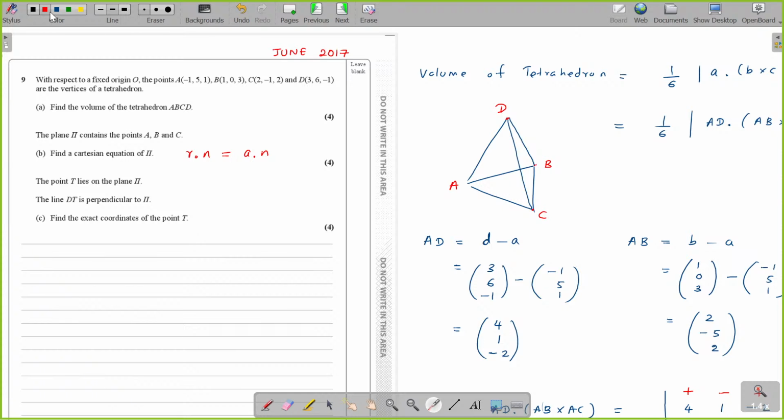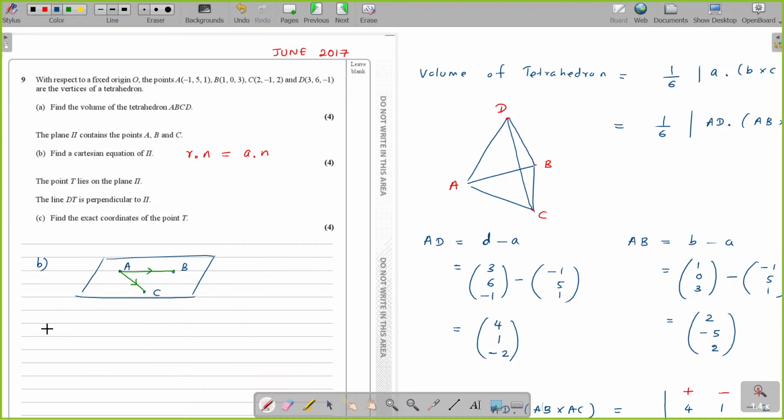Guys, now I want to find a vector. Now this is part B. So there is this plane. It contains the points A, B and C. So to get this equation of the plane, I need to find n. N is a vector perpendicular to the plane. How do I find a vector perpendicular to the plane? So this is where the cross product comes in. Because what does the cross product do? The cross product gives you a vector which is perpendicular to both the vectors that you're taking the cross product of. So basically, I can easily get the cross product of AB and AC.